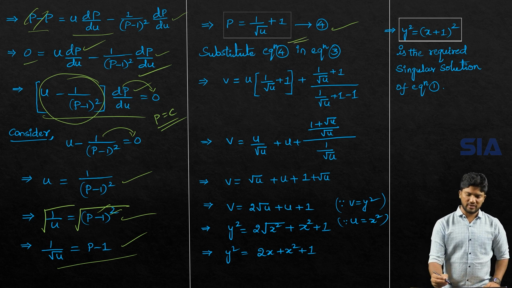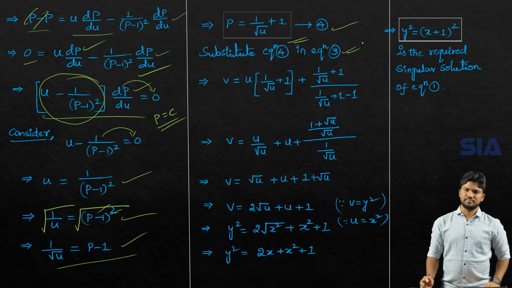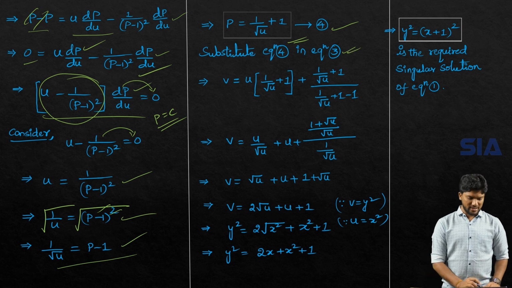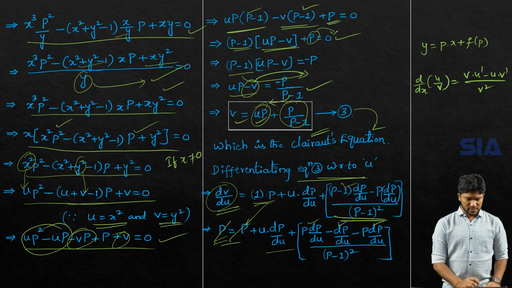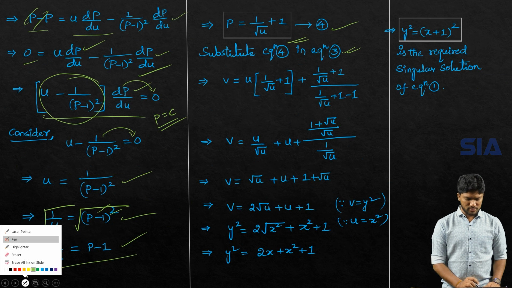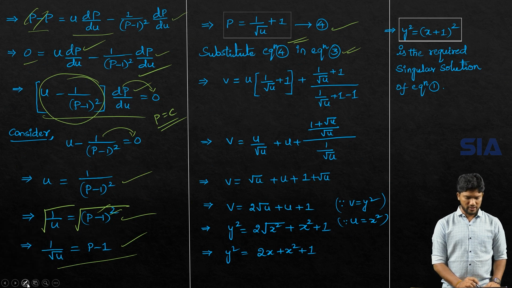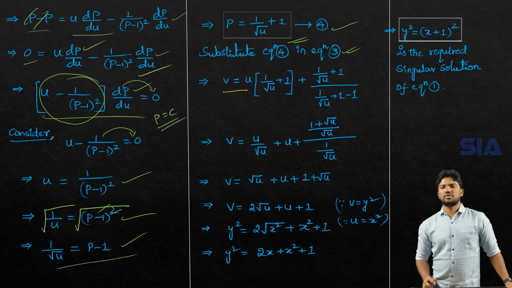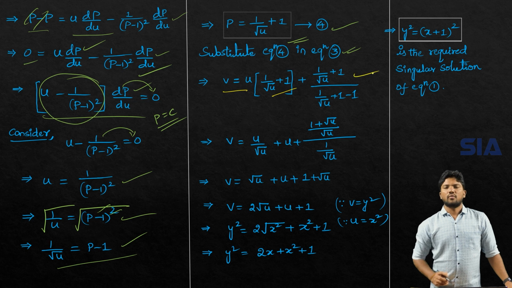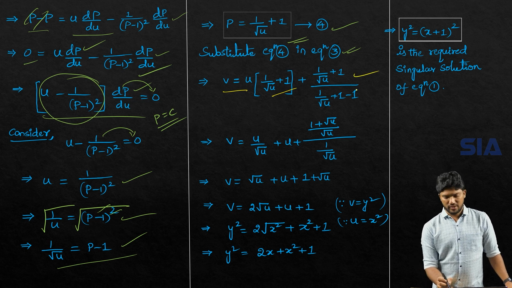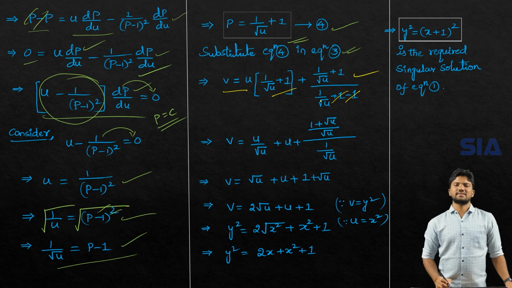Now substitute that equation number 4 in equation number 3. What is equation number 3? Equation number 3 is the form of the Clairaut's equation. So wherever you have that p value, substitute from equation number 4. Then you will get, in this format, v is equal to u into (1 by root u plus 1) plus (1 by root u plus 1) by (1 by root u plus 1 minus 1). Here plus 1 minus 1 will get cancelled.